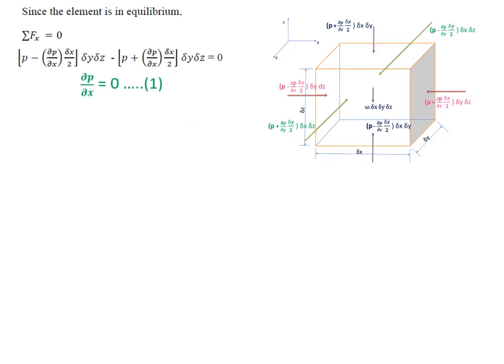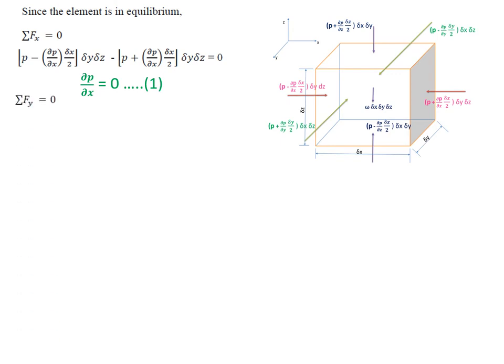So what does this mean? If you take integration of this with respect to x, then p will be a constant. So that means the pressure will remain constant along the x direction. There will be no variations of the pressure along the x direction. If the pressure is p, it will be the same throughout along that particular horizontal plane.